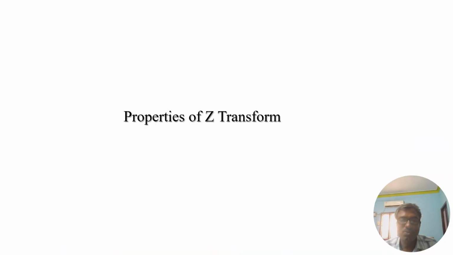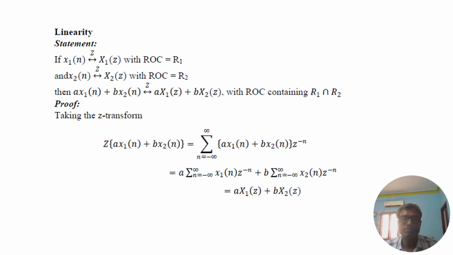Now we'll discuss the various properties of the Z transform, their statements as well as the proofs. Now we will see the statement and proof of the linearity property.